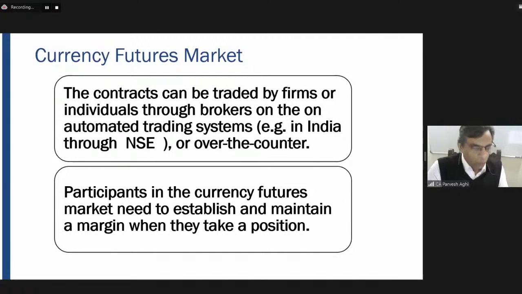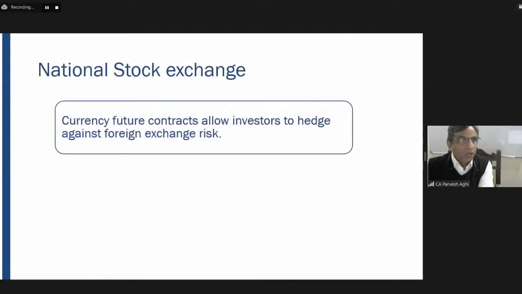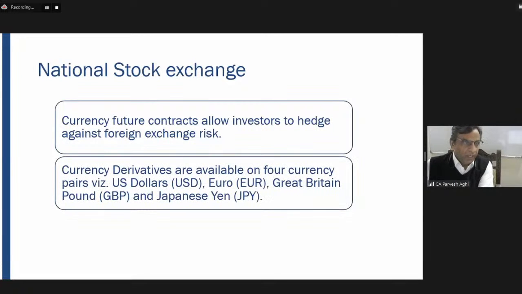More volatile, more risk. So the stock exchange will like to charge more as a margin, as a safety measure, so that the transaction goes through without any default on either side of the agreement. So the buyer and seller are supposed to pay margins. Okay, fine. So in the National Stock Exchange, currency futures contracts allow investors to hedge against foreign currency risk. Fine, and this we have done.